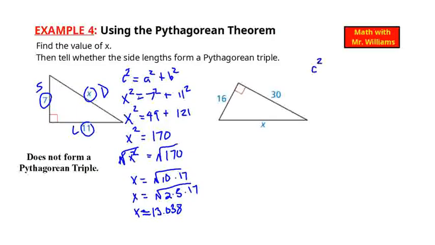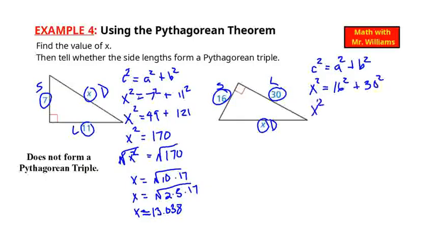So we have c squared equals a squared again plus b squared. Do our substitution here. So this time we see our diagonal is still the x. See our short side is going to be the 16, and our longer side is 30. So we have x squared equals 16 squared plus 30 squared. So x squared comes down. 16 times 16 will get us 256 plus 30 squared will be 900.